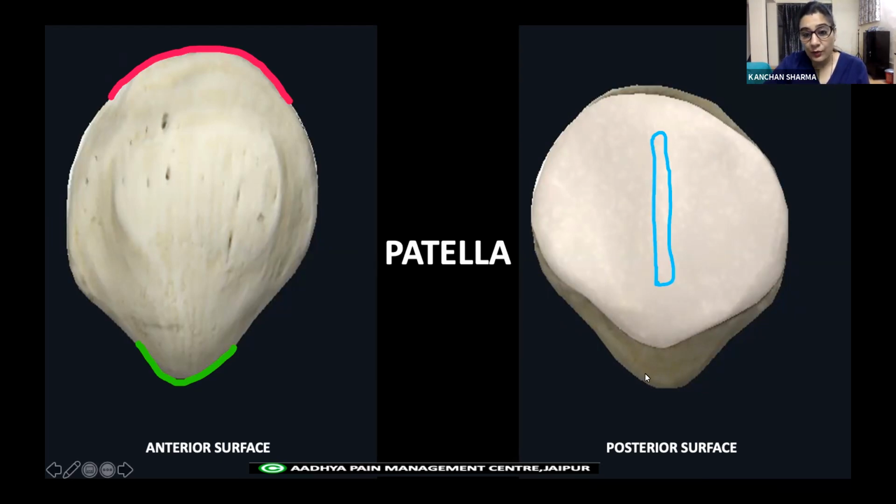Why this apex is very important is because the patellar tendon doesn't attach only to this area. It attaches to this and this area also. So if you are scanning the patellar tendon, which I'll be showing you, we need to slide our probe from the midline a little laterally. Why? Because of this structure of the apex of the patella.